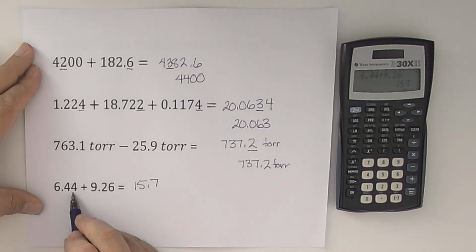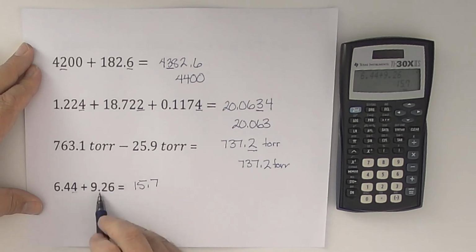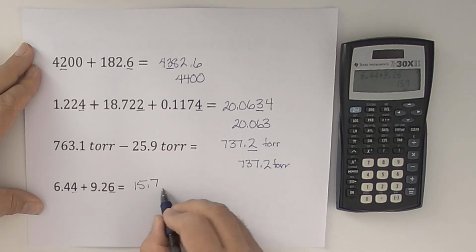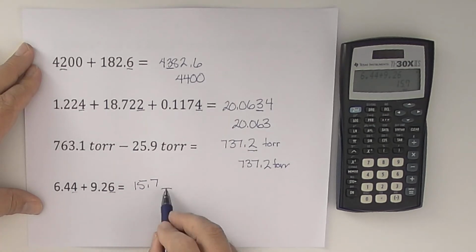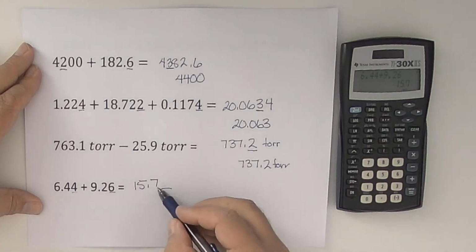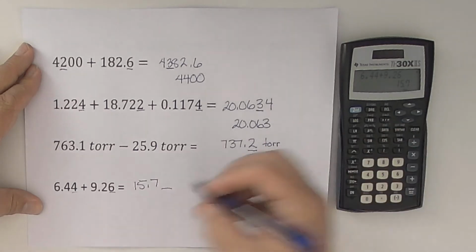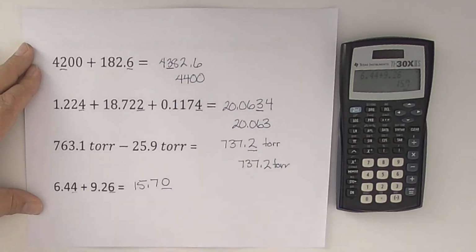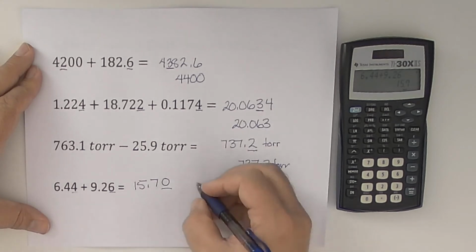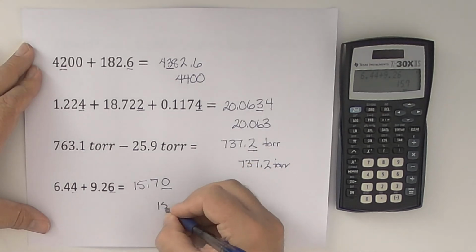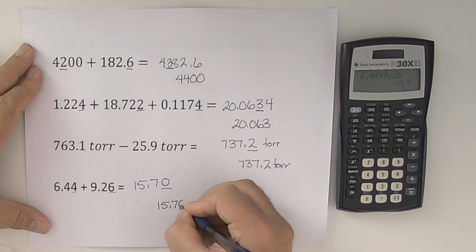This number goes 2 digits after the decimal. This one goes 2 digits after the decimal. So my answer should go 2 digits after the decimal. I don't have anything there. And what's going on here is my calculator drops that trailing zero, so I need to add that back in, 15.70.